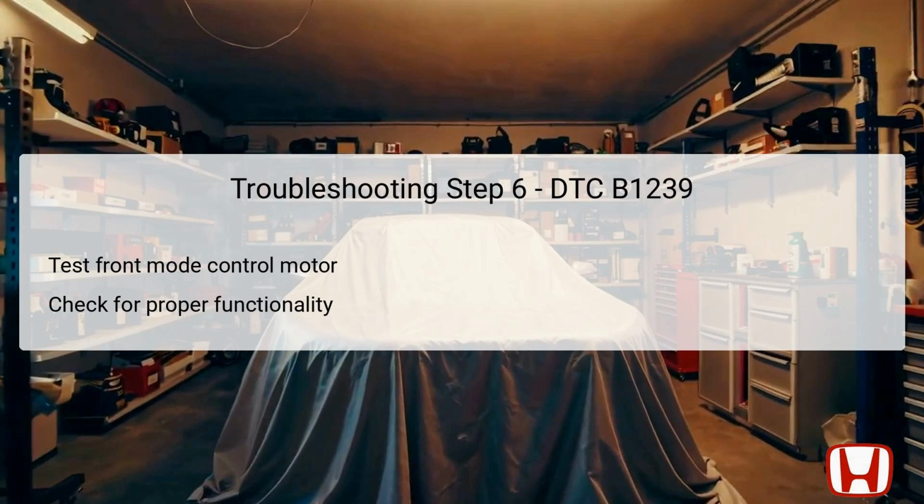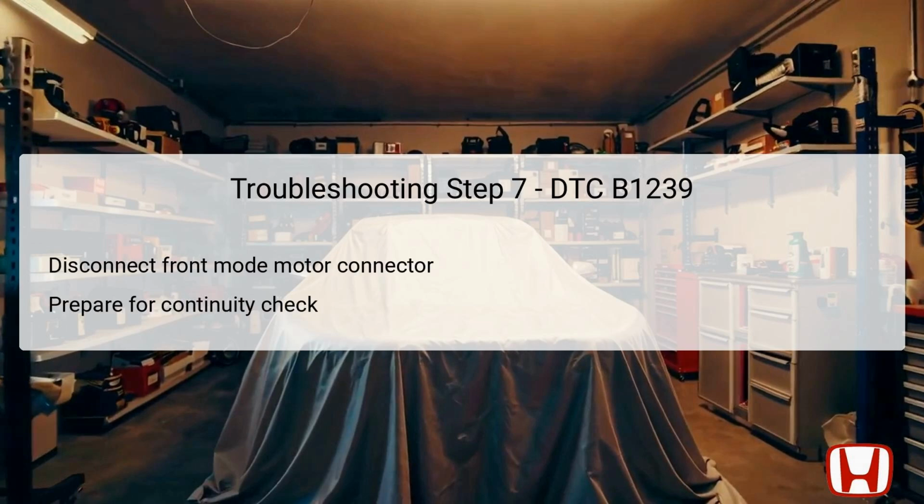If the motor operates correctly, it confirms that the electrical signals are effectively relayed, indicating other issues potentially lie within the wiring. Conversely, if the motor is found to be non-operational, it may require replacement. A faulty mode control motor can prevent the vehicle's climate control system from functioning adequately, leading to persistent discomfort for passengers. The seventh step requires the technician to disconnect the front mode control motor's 7P connector.